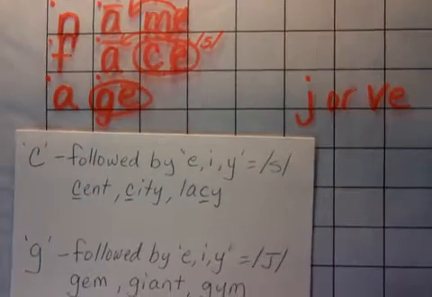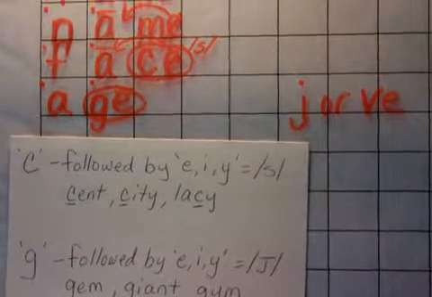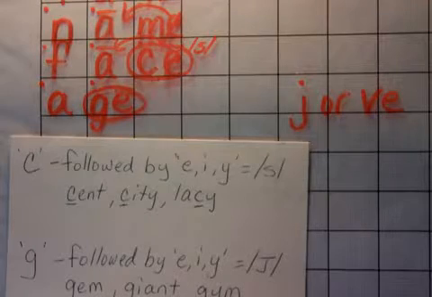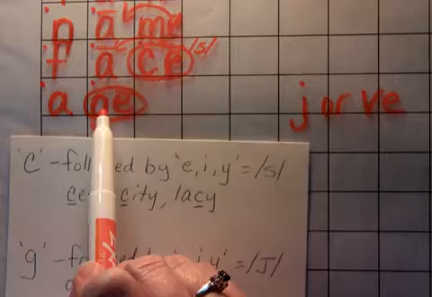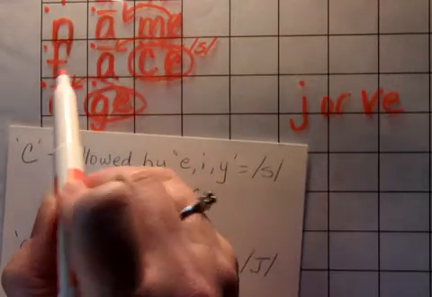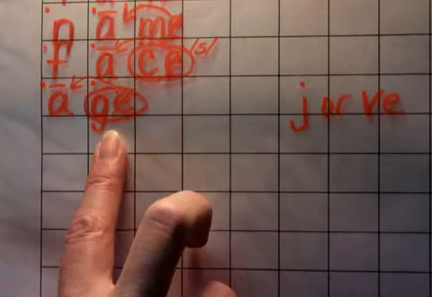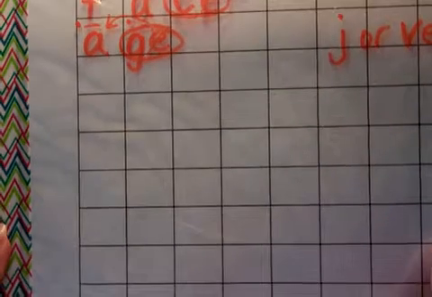We're going to circle this because G followed by an E, I, or Y will say the J sound. So the G followed by the E, the G says J. And it's a silent E that's jumping over the G and making the A say its long sound, A. So we have age.